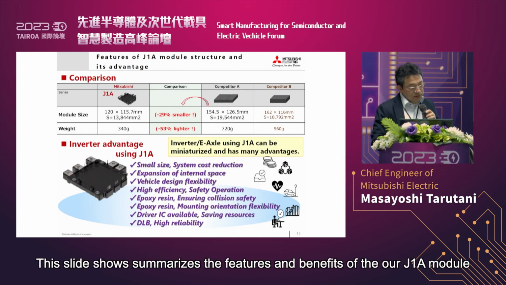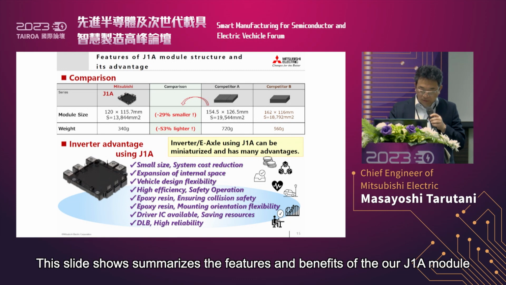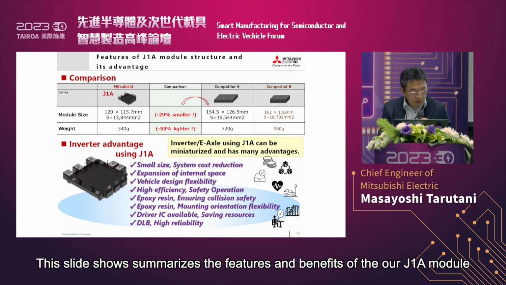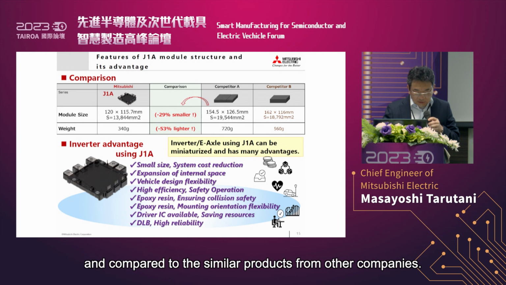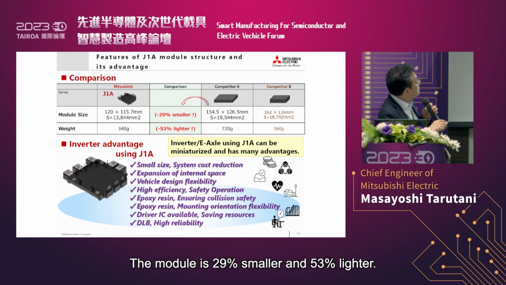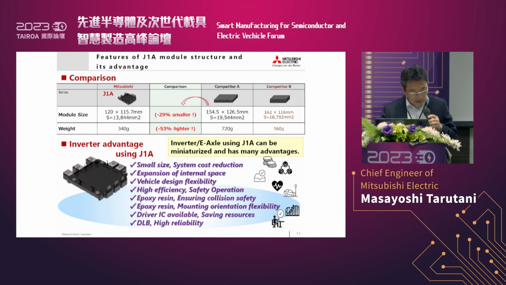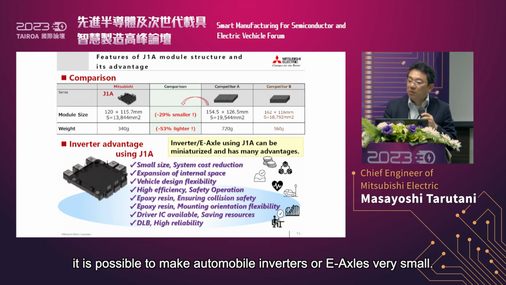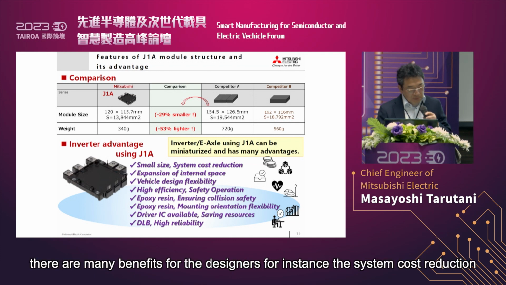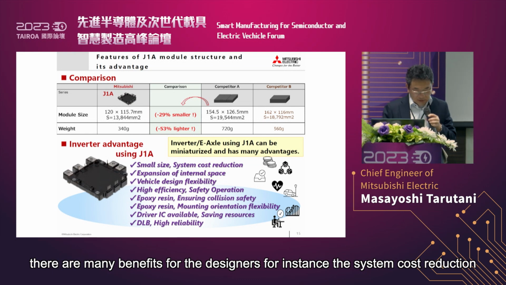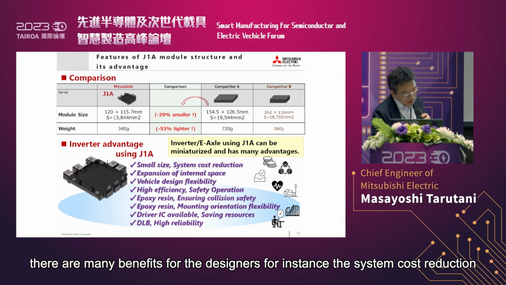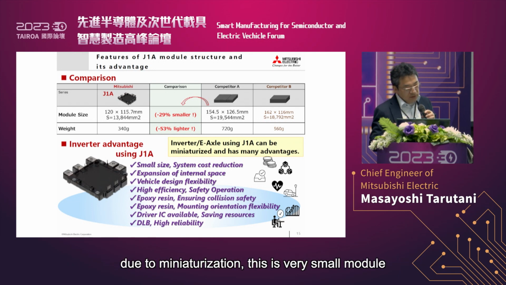This slide summarizes the features and benefits of our J1A module. Compared to similar products from other companies, the module is 29% smaller and 53% lighter. By using J1A, it is possible to make automobile inverters or e-axles very small. In addition, there are many benefits for the designers. For instance, the system cost reduction due to miniaturization.